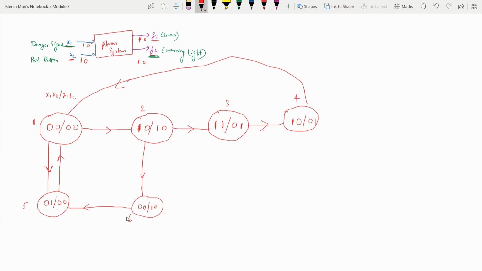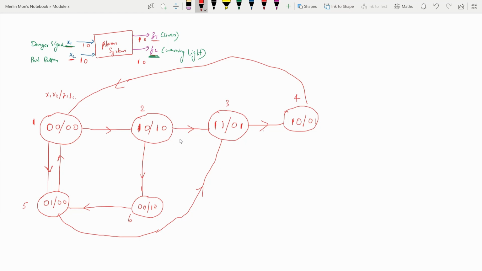Now there is one more scenario. What happens if somebody accidentally pushes the push button without any danger, but after reaching this state a danger signal occurs, where should it go from here? So suddenly the danger signal means this 0 will become 1 and a new state is formed. So what will happen? We can design it such that it goes from 5 to this state, because since the push button is already pushed, we can skip the step of the siren being activated and all.